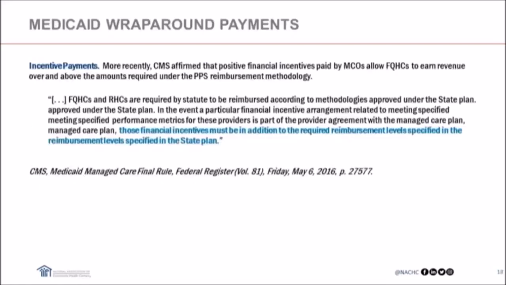More recently than 2000, back in 2016, CMS reiterated that positive financial incentives paid by MCOs allow FQHCs to earn amounts over and above those that they are required to receive under the PPS payment methodology. So for those of you who want to see something more updated, that 2000 opinion and guidance, when the CMS issued the final Medicaid managed care rule, provides that additional information that allows health centers to earn amounts through financial incentives over and above PPS.